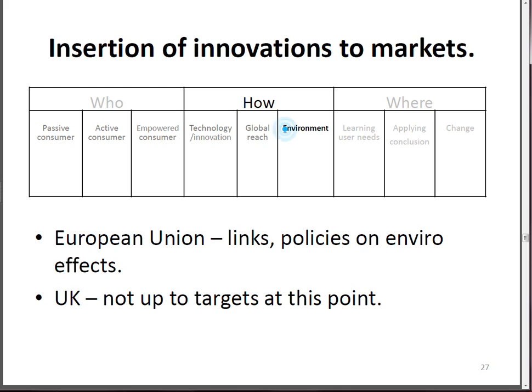Let's look at the environment itself. So we're still considering how we insert innovation into markets. And now let's consider the environment. If we think about the European Union, there are many links and policies on the environment. And again, they are affecting each other. Now, we should say that the UK is not up to target at this point, now, 2014. We are doing very well in many areas, but in terms of European Union policies, we are a bit behind. And the book will explain more about this.